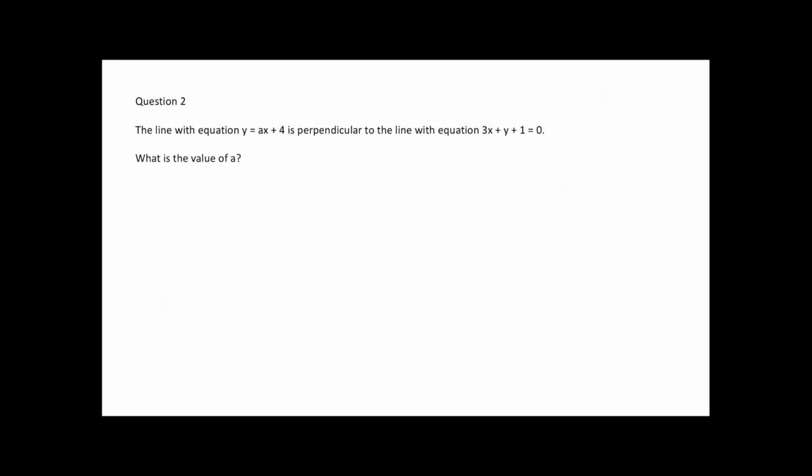Moving on to question 2, we've got a very similar question again. So you're given an equation of a line in the general form, and you're asked about a perpendicular line, and you're finding A. So remember, this is in the form y equals mx plus c, so this is just another way of them asking you to find your gradient. So we're going to start off very similar to the last question by working through this equation here to get it into the form y equals mx plus c.